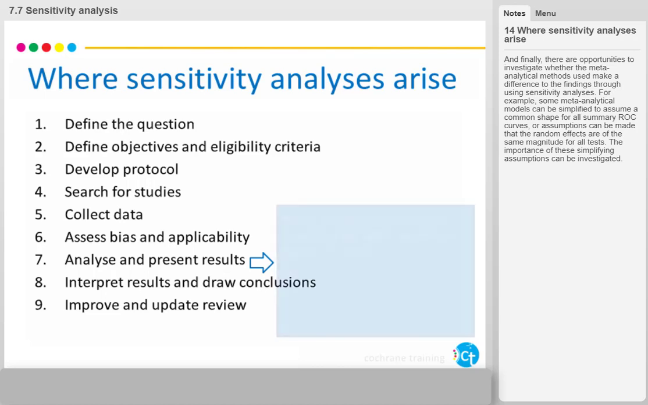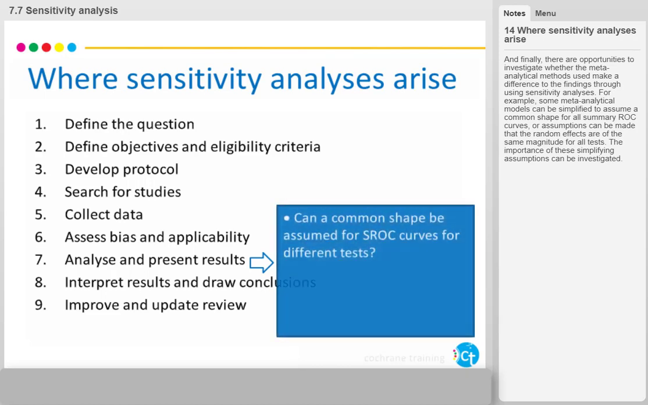And finally, there are opportunities to investigate whether the meta-analytical methods used make a difference to the findings through using sensitivity analyses. For example, some meta-analytical models can be simplified to assume a common shape for all summary ROC curves, or assumptions can be made that the random effects are of the same magnitude for all tests. The importance of these simplifying assumptions can be investigated.